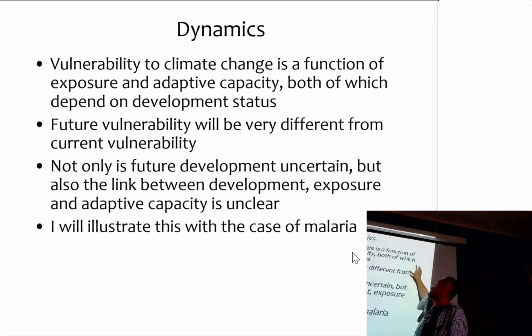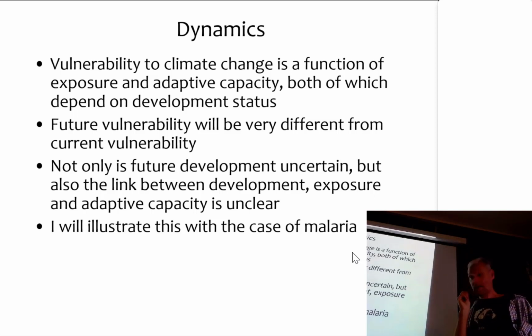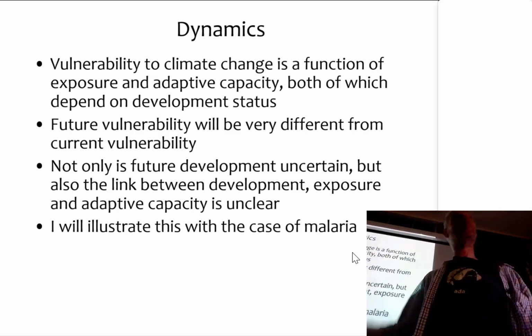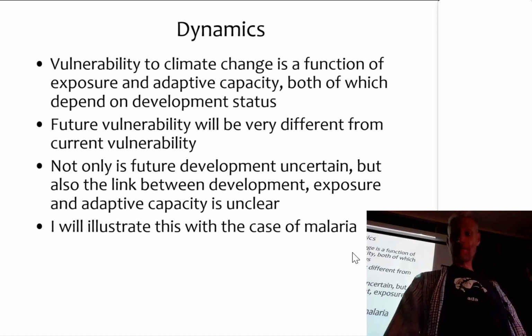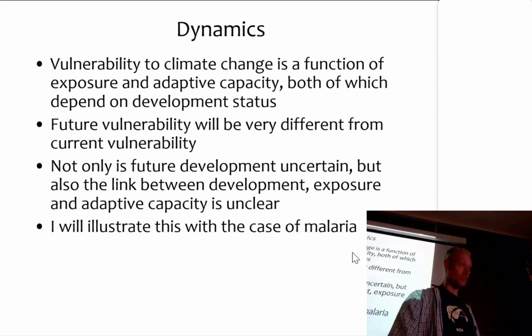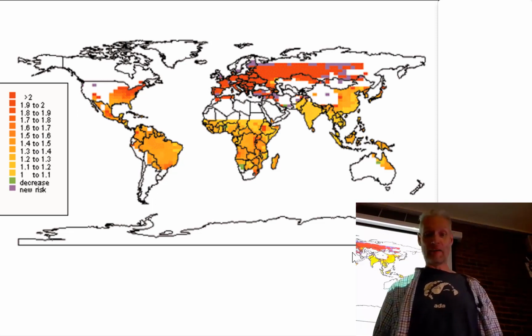So this statement immediately applies the second one, that the future vulnerability to climate change will be very different from the current vulnerability to climate change. Now, how does that work? And I can talk about this in abstract sense, but again, I'm going to just do one example, and I'm going to pick an example that I haven't talked about yet, and that is malaria.